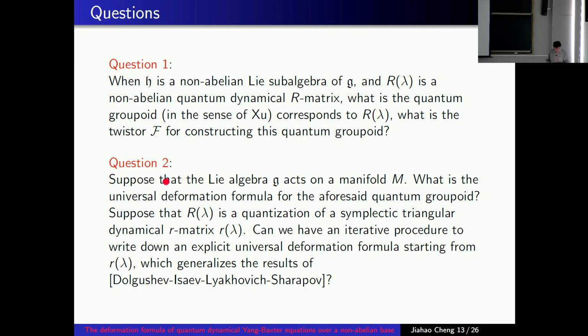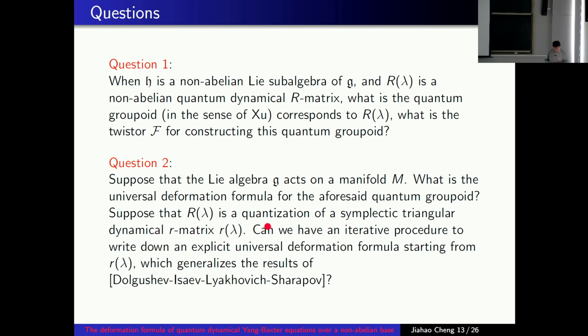And the second question is that even if you have this R(lambda), this R(lambda) is very complicated. We just mentioned that in the situation where you have a manifold M with an action of a Lie algebra G, then you have a universal deformation formula to give a star product, right? So here the point is that R(lambda) is usually quite difficult to obtain.